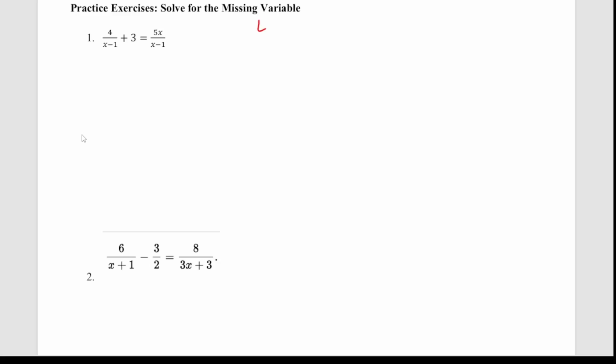So for this first one, the least common denominator would just be x minus 1 because that 3 is actually over x minus 1. So I'm going to take every single term and multiply them by x minus 1. X minus 1 divided by x minus 1 is going to make 1. And I'll be left with 4 plus 3 in parentheses, x minus 1 is equal to 5x.